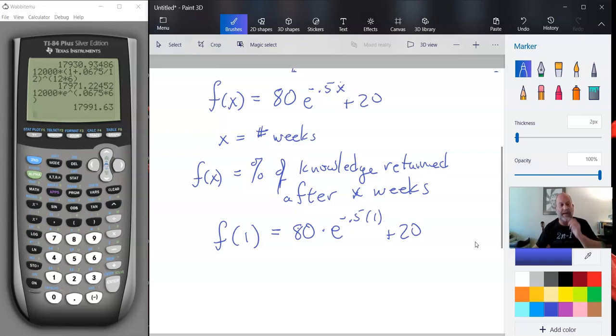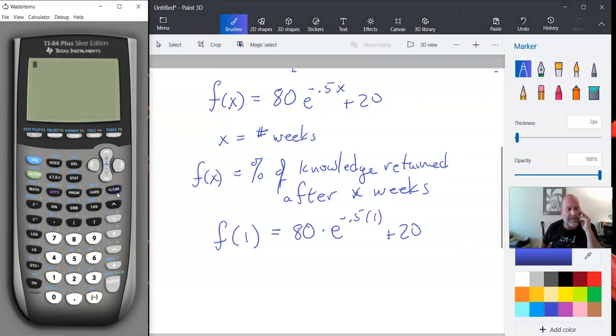Okay, so let's see what we get. Let's plug this into the calculator. So I have 80 times e to the negative 0.5. And it's times 1, so that's not going to change anything, right? And then we just need to add 20 to it. So let's see what we get. Boom.